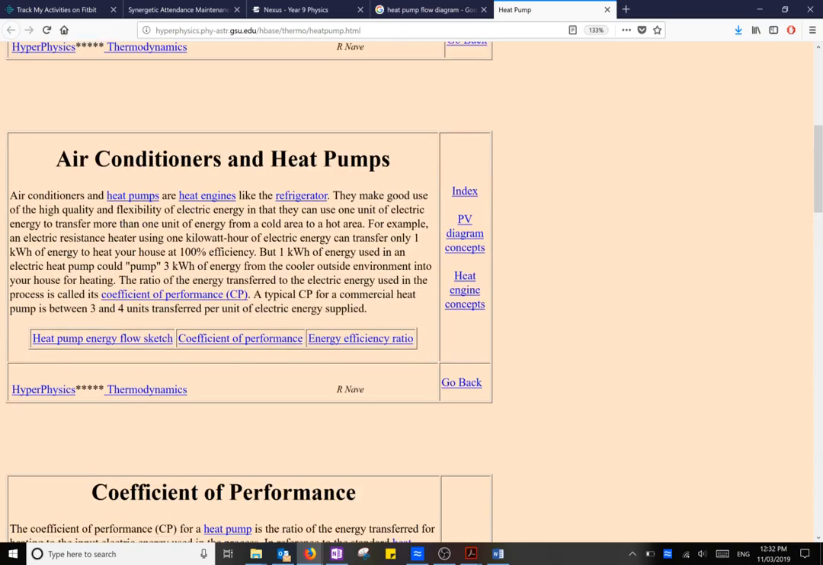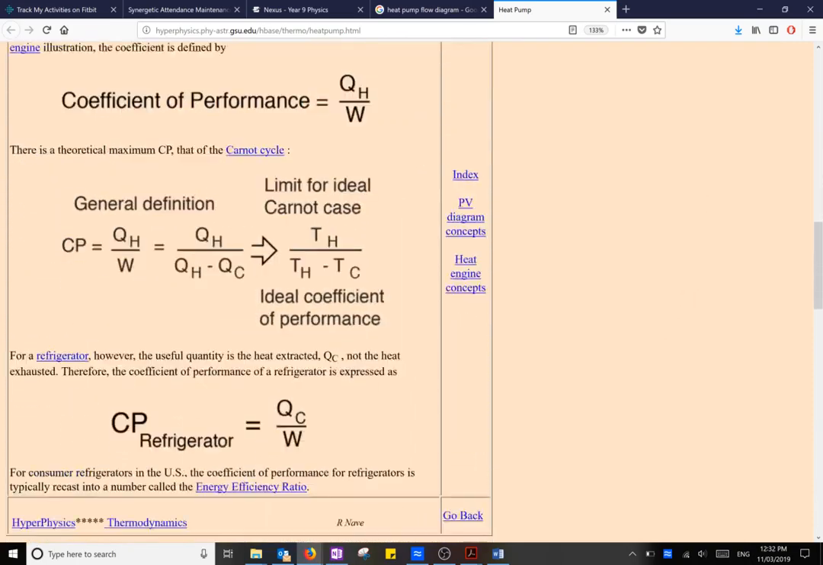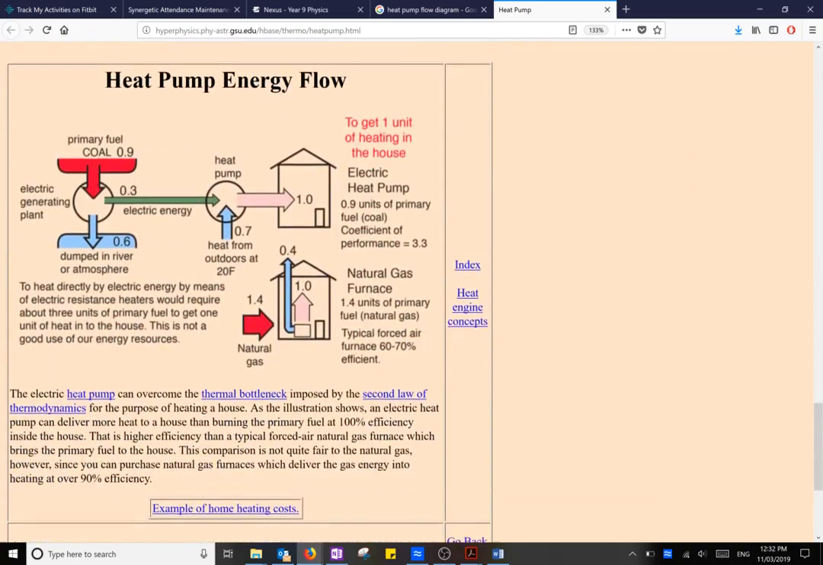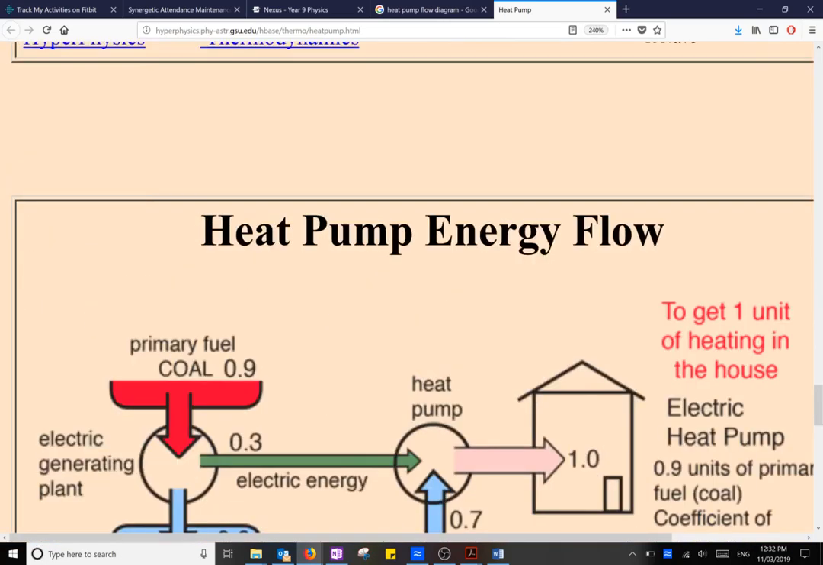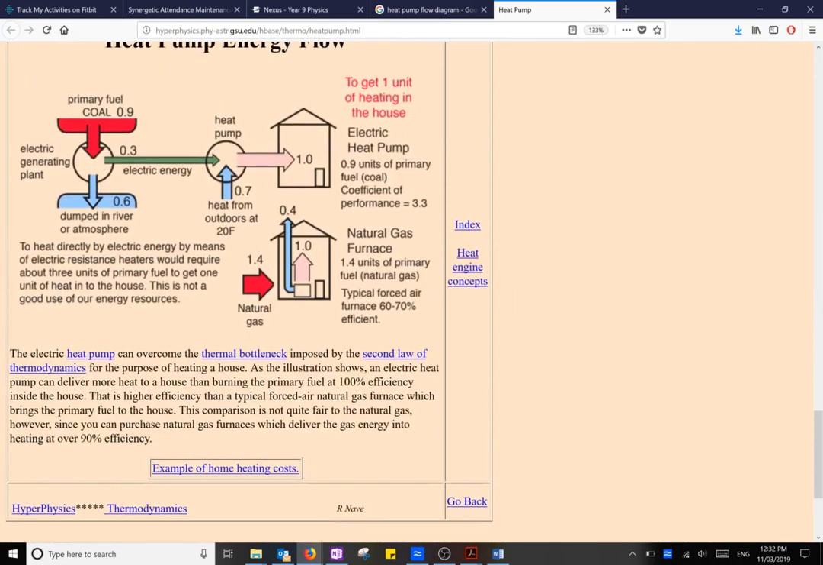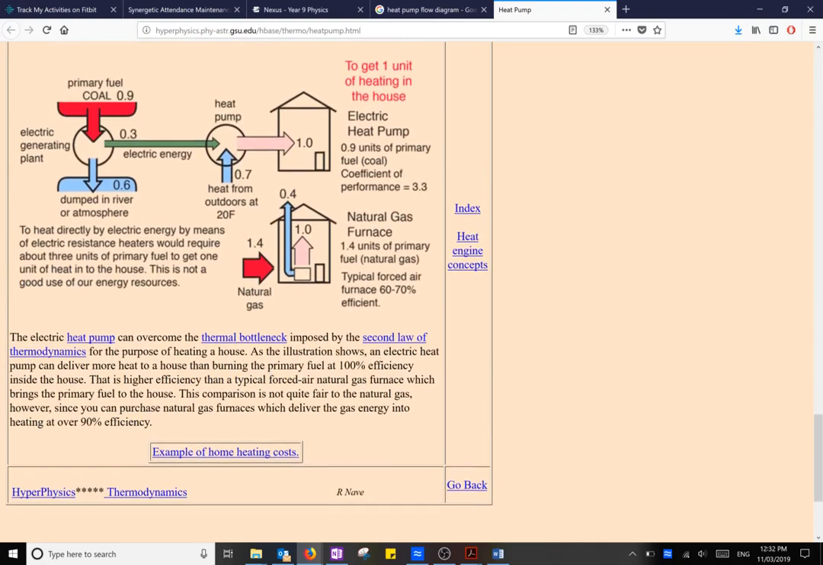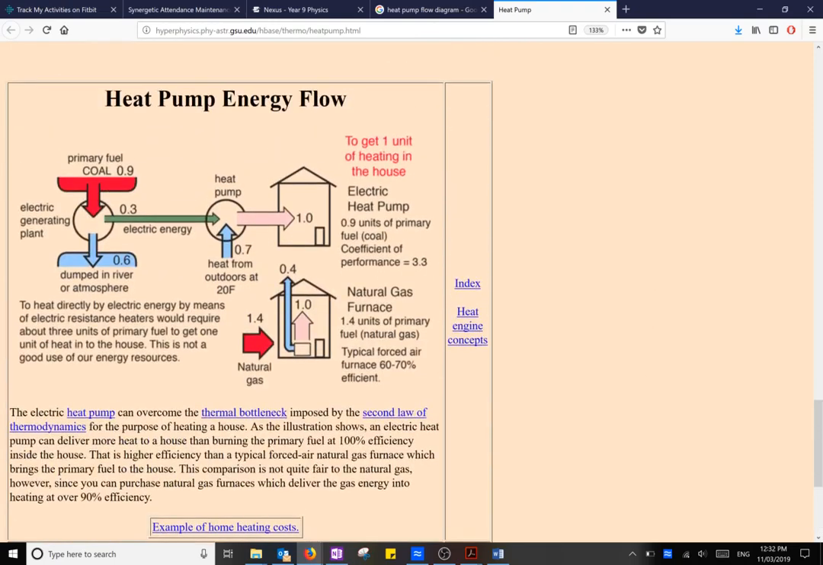There's some air conditioners and heat pumps. That's an inefficient heat pump energy flow. What's going on here? Natural gas, heat pump from outdoors. It's conservation of energy. Let's have a look. Primary fuel is coal. Some of it gets sent across as electrical energy to possibly a heating unit. This just could be an electrical bar heater sitting in your house.